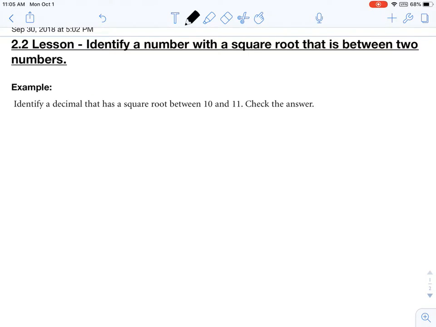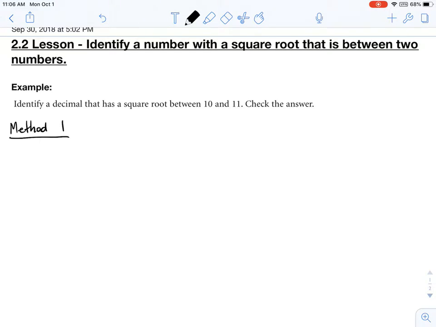It says identify a decimal that has a square root between 10 and 11. So you want to pick a number, well not random, but you want to figure out what number after taking the square root will fall in between 10 and 11. So one way to start, method 1. Remember, it's after taking the square root, so we're trying to find a number that after taking the square root will fall in between 10 and 11.